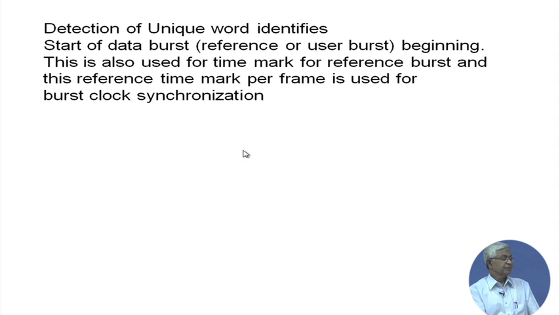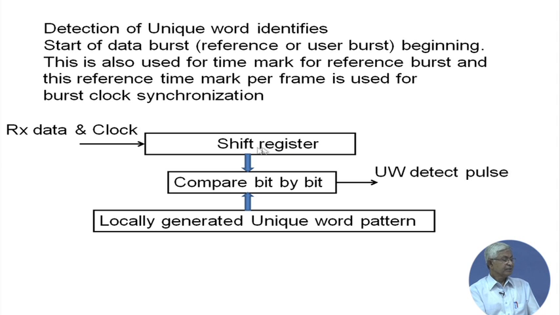But your detection of the unique word is important. How is it done? You put the received data and clock it into a shift register, and you know the unique word pattern transmitted. It is known to all stations. So, locally generate the unique word and keep it in a register, and compare the received pattern with this local unique pattern bit by bit, and you get a unique word detection pulse. Simple, it is mostly known to you.